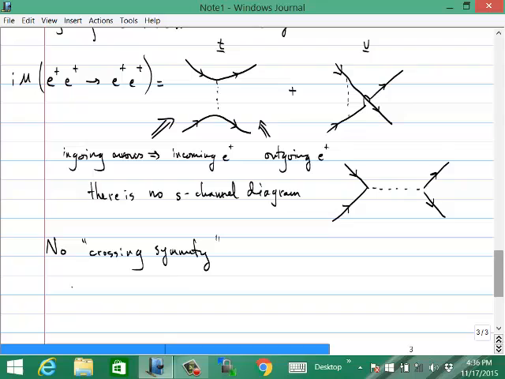Similarly, let's imagine that we wanted to compute a process where an electron and a positron come in and an electron and a positron go out. What sort of diagrams would contribute to this process? Well, the incoming particles will be arrayed on the left. God, I really can't tell left from right. They will be arrayed on the left.